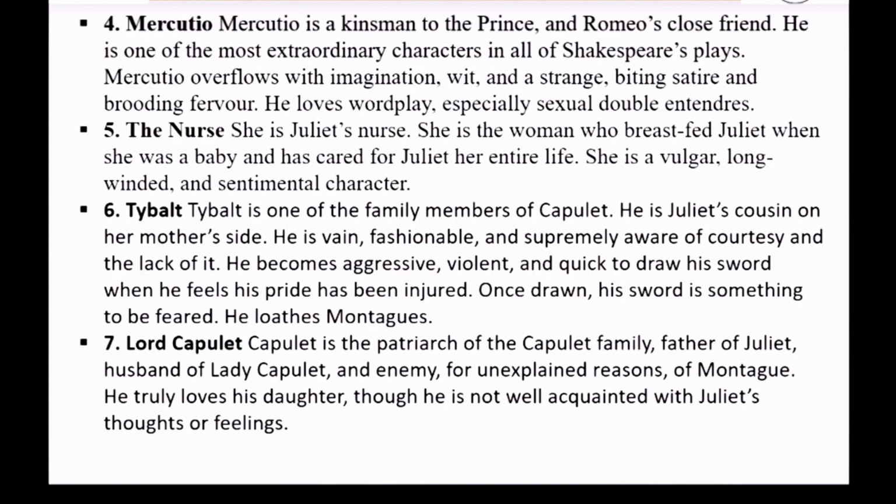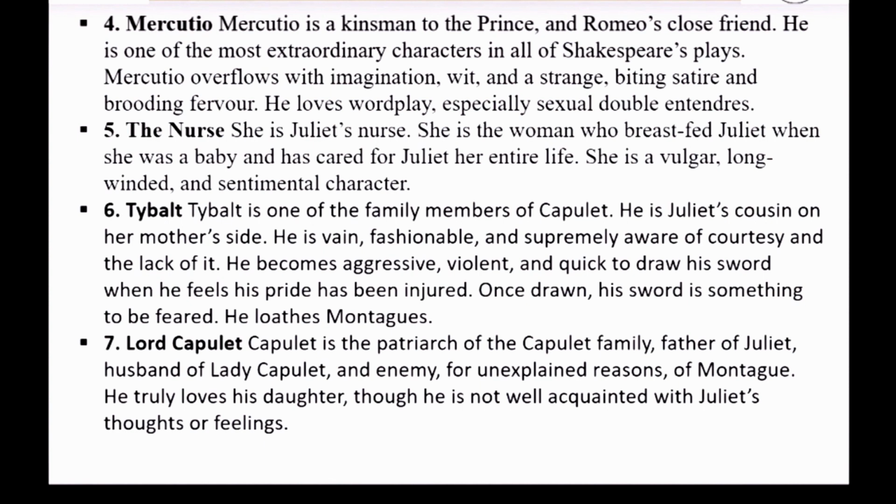Then fourth we have Mercutio. Mercutio is a kinsman to the prince and Romeo's close friend. He is one of the most extraordinary characters in all of Shakespeare's plays. Mercutio overflows with imagination, wit, and a strange, biting satire and brooding fervor. He loves wordplay, especially sexual double entendres. He can be quite hot-headed and hates people who are affected, pretentious, or obsessed with the latest passions. He finds Romeo's romanticized ideas about love tiresome, so he tries to convince Romeo to view love as a simple matter of sexual appetite.